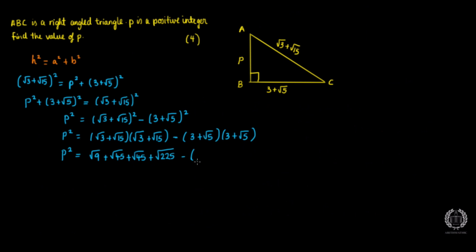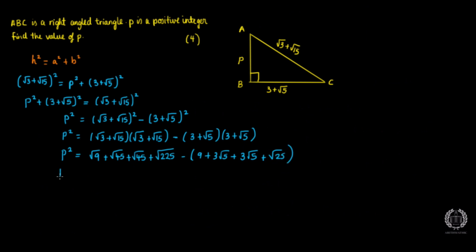Now if we're going to expand this one, that's going to be 9 plus 3 root 5 plus 3 root 5. And what I'm doing is 3 times 3, which is 9, and I'm doing 3 times root 5, which is 3 root 5, and I'm doing root 5 times 3, which is 3 root 5, and the last one is root 5 times root 5, which is root 25.